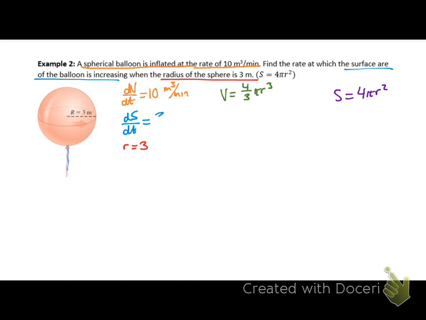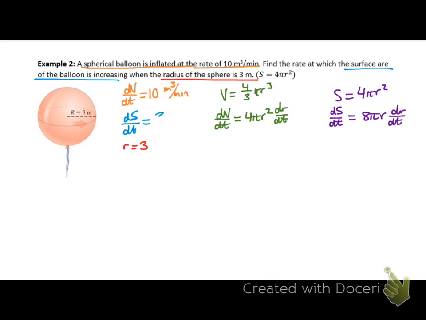Now we're going to differentiate both of them. The reason we're going to differentiate both of them is because it gives me dV dt, so I know I need to get dV dt. We're solving for dS dt, so I need to get dS dt, and the only way to find that rate of change is to take the derivative. So dV dt equals 4 pi r squared dr dt, and dS dt is 8 pi r dr dt.